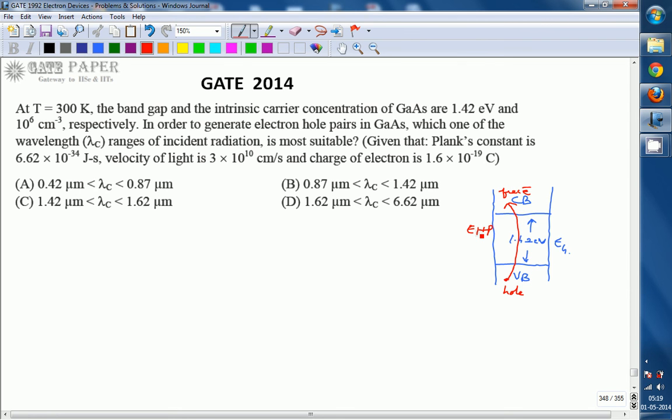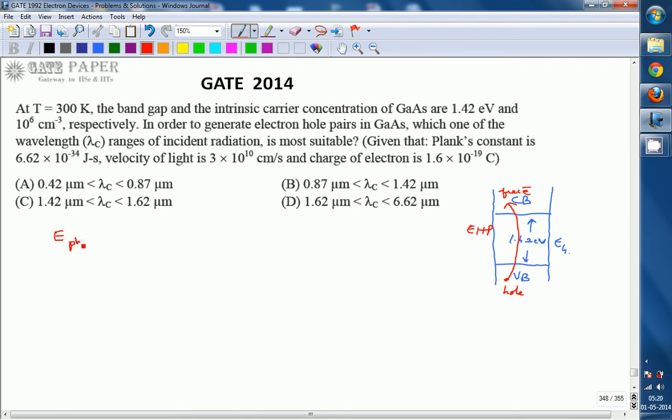Generation of electron hole pairs is possible whenever the gallium arsenide is irradiated with light. Light is going to have photons. That photon energy has to be greater than the band gap energy. If the photon energy is greater than the band gap energy, then only that photon can break the covalent bond, so that an electron from the valence band can reach the conduction band while creating an electron hole pair. So first of all we should know how to calculate the energy of a photon.